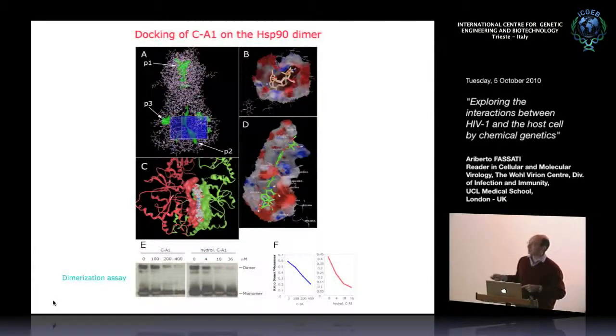And so then we did a dimerization assay. Essentially, you test how well these two C-terminus bits dimerize. We produced it recombinant, and we tested in the presence of coumarin. And it actually does inhibit dimerization, but it inhibits the hydrolyzed coumarin, so without the pyrrolic rings, much better. So that makes sense, and it fits with the molecular docking studies. So we think that coumarin does inhibit HSP90, and therefore something is happening. We don't know yet what exactly, but as a consequence, HIV gene expression is reduced.